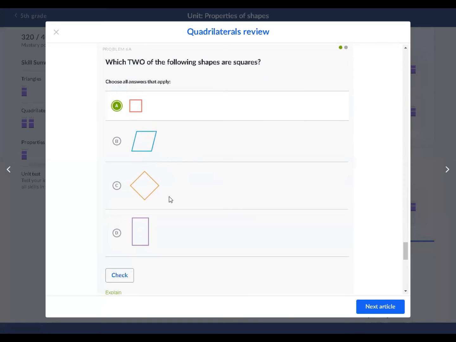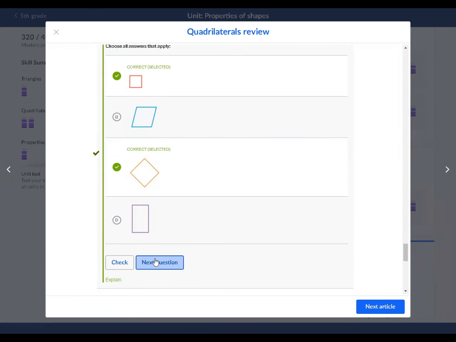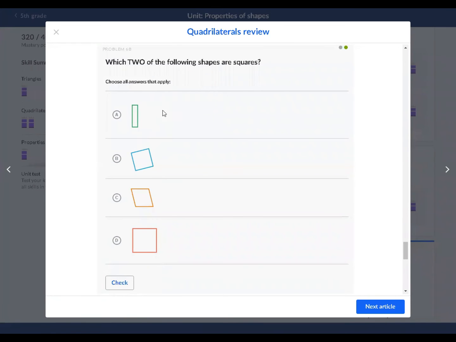Squares. This is a square, and this is a square. This can't be a square because all sides are not equal. And here, maybe all sides are equal, but the angles aren't right. Next question. A square, a square. So yeah, these both are squares.